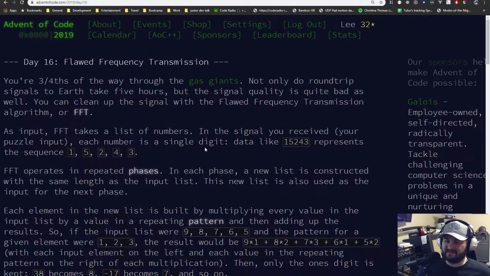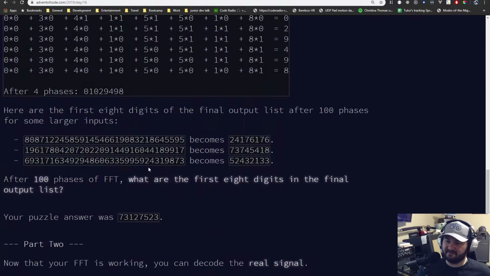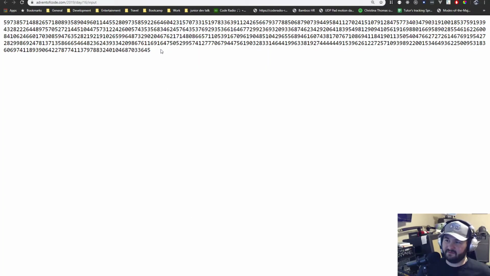So they say that you're going to get an input, and that's going to be a list of numbers. And it's going to be basically a string. So if we look at the input for today, it is just one long string of numbers. So there's no comma separated values or anything like that, just one long string.